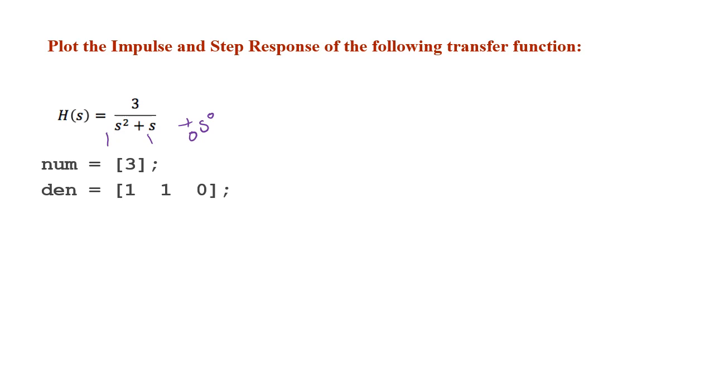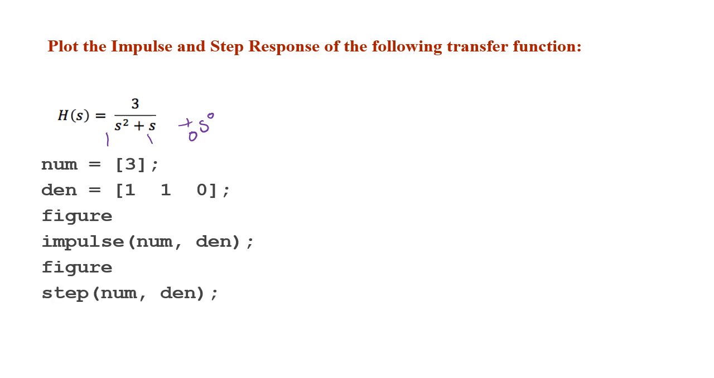The next step is to type figure, so we can open a new figure window, and then we're going to type impulse, numerator, comma, denominator, so we can plot the impulse response. Next, before calling the command to plot the step response, we're going to open another new figure window by typing figure in MATLAB. Then we're going to simply type step and pass the numerator array and the denominator array as an input to the step function.